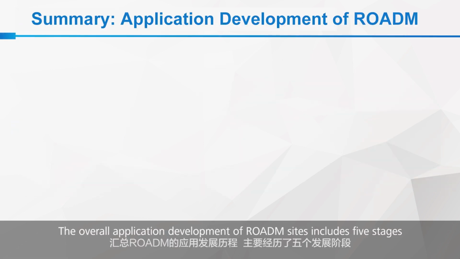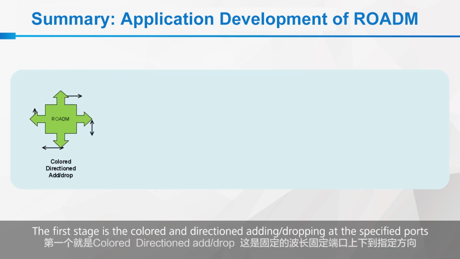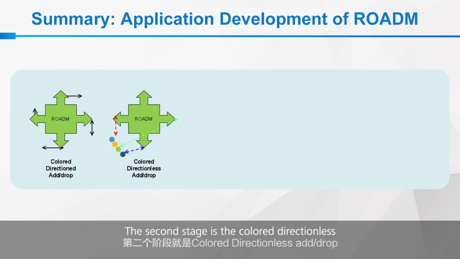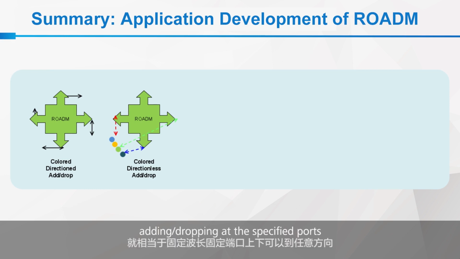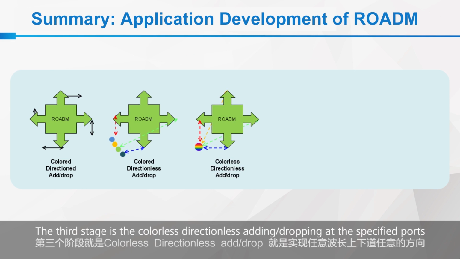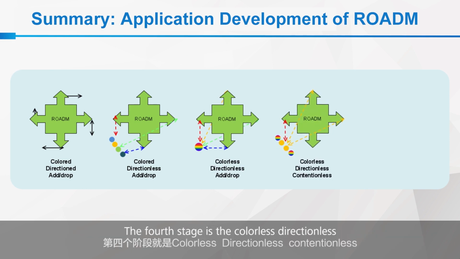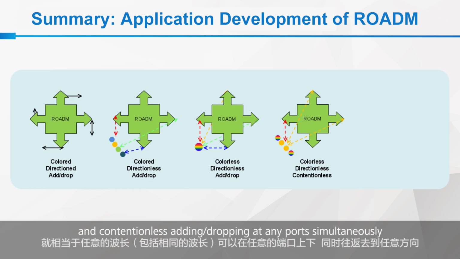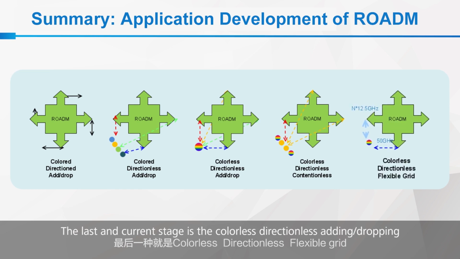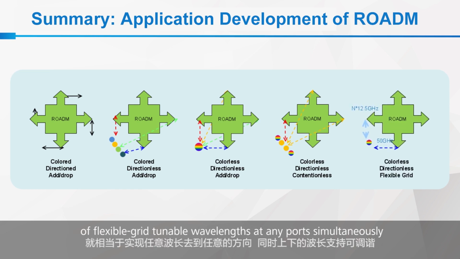The overall application development of ROADM sites includes 5 stages. The first stage is the colored and directioned adding-dropping at the specified ports. The second stage is the colored directionless adding-dropping at the specified ports. The third stage is the colorless directionless adding-dropping at the specified ports. The fourth stage is the colorless, directionless, and contentionless adding-dropping at any port simultaneously. The last and current stage is the colorless, directionless adding-dropping of flexible grid tunable wavelengths at any port simultaneously.